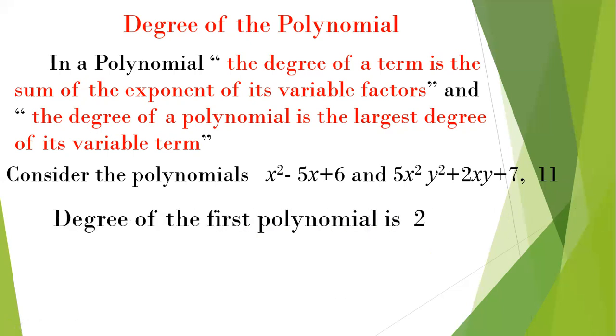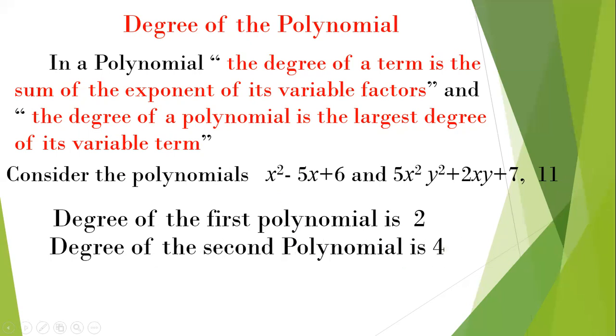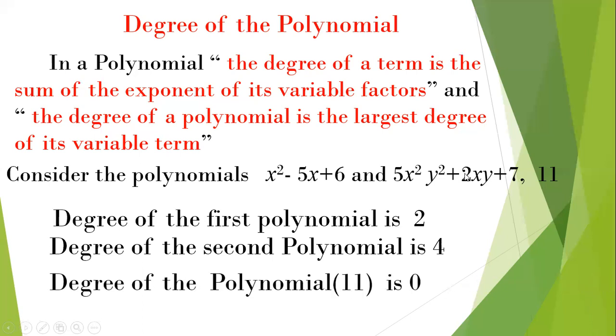Now once again check it. The degree of the first polynomial is 2. Why? Because we already observed that the largest degree here is 2. That is the degree of this total polynomial, x square minus 5x plus 6. Next, the degree of the second polynomial is 4. We also already observed this. Next, the degree of the polynomial 11. 11 is a constant, that is why its degree is 0. Okay. Next, go to the next slide.